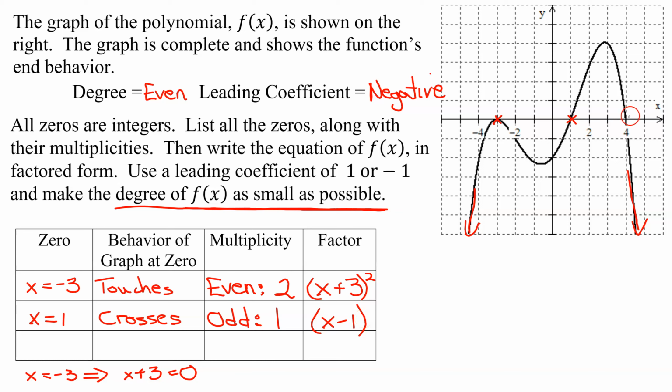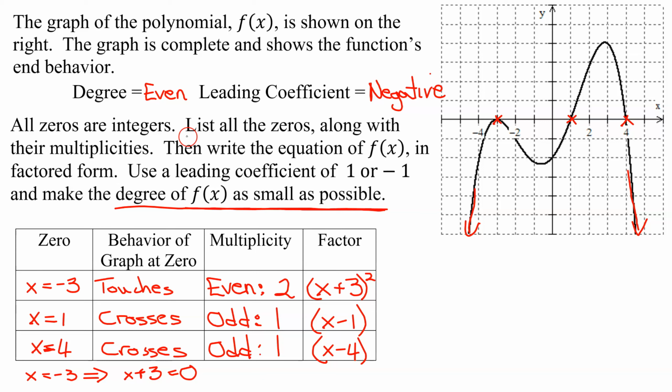Now let's move on to the next zero. That is when x equals 4. The graph again crosses the x-axis at this zero. The multiplicity is odd. I'm going to use 1 because I have to pick the smallest possible. And what is my factor? It is going to be x minus 4 to the first power, or just x minus 4.